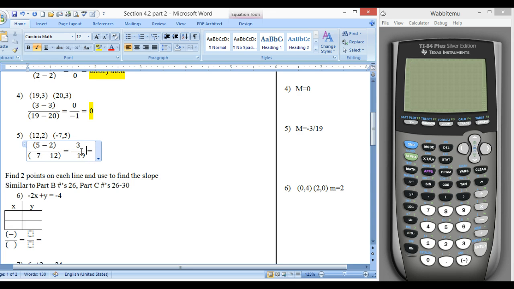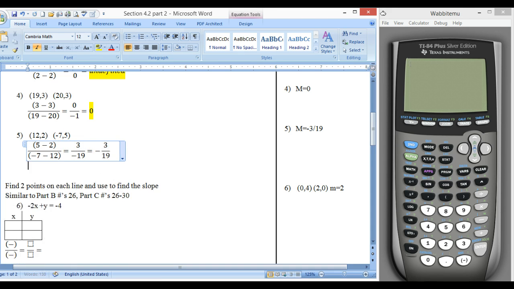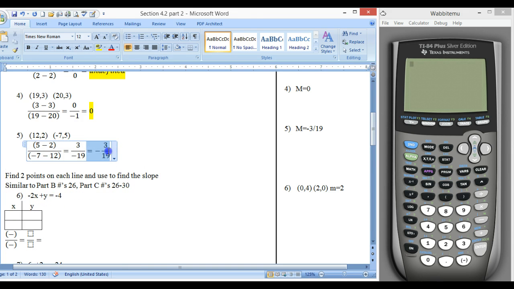Nothing goes into both 3 and 19. However, this negative can't stay on the bottom. So I think to myself, positive divided by a negative is negative 3/19. And there we go. And that's the answer. So this one says that I rise a negative 3, which really means that I'm falling 3 from one point to the next point. So I go down 3 and then to the right 19. And that would be the rise over the run.